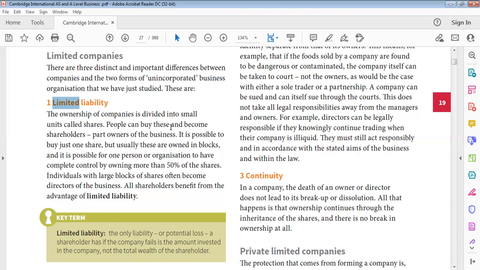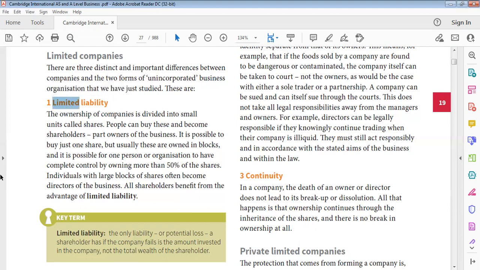But Facebook cannot ask for your car or your house, because your liability was only limited up to the money you invested, and that's it. That is the reason it is called limited liability.